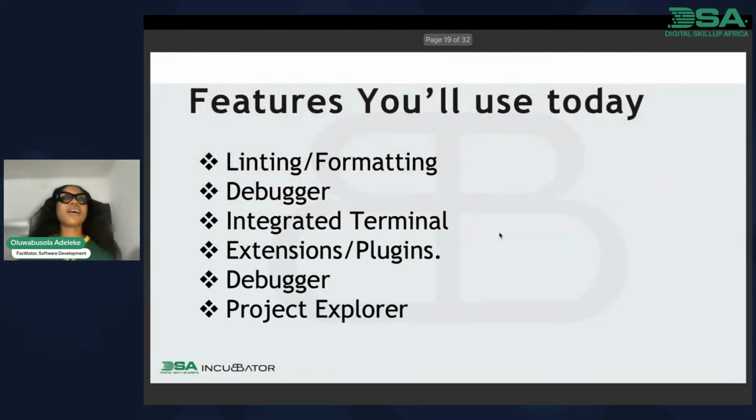Awesome. Now let's go to the features that we'll be using today. I'm sure some people will be surprised. We're not done. Now we're going to be trying to use our Visual Studio Code for linting, debugger, integrated terminals, extensions and plugins, debuggers, and Project Explorer. Interestingly, debugger was typed twice because there's an emphasis on that debugging.